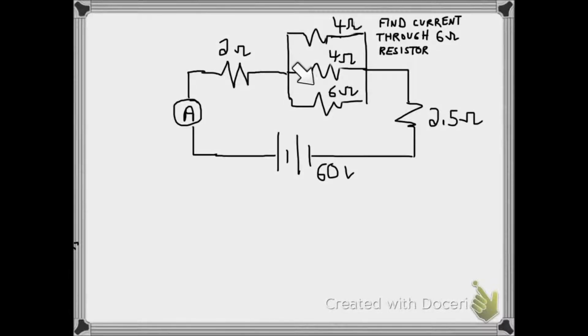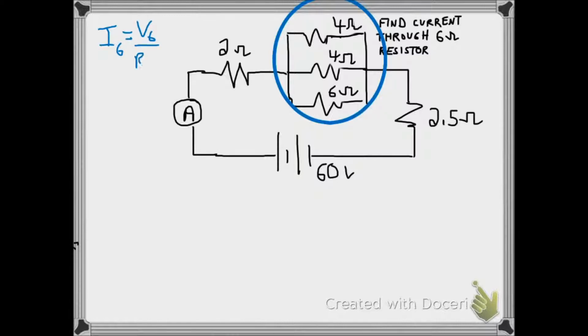Here we have a series and parallel circuit. It's series and parallel because we have the 4 and the 6 ohm resistors that share the same voltage. They're in parallel with each other. Now we're tempted to find the current through the 6 ohm resistor by using Ohm's law, which is just voltage over resistance. And we know the resistance is 6 ohms. What we don't know, though, is the voltage.